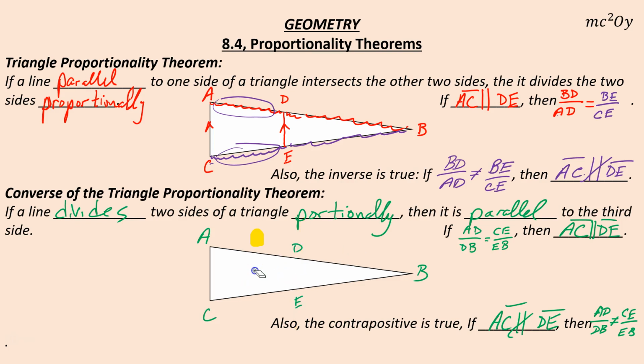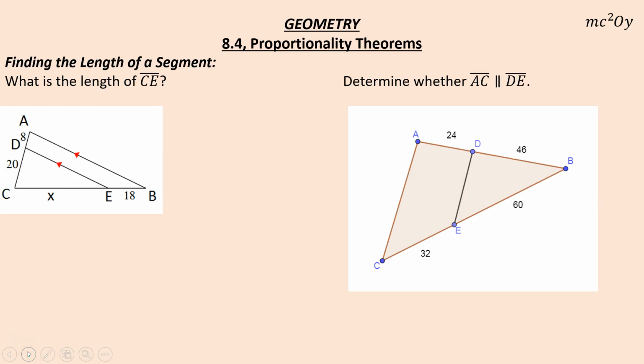Okay, so let me erase some of this to kind of clean it up just a bit. All right, and we'll put our DE back in there. Okay, so let's try some examples here. So what's the length of CE here? So I'm looking at this picture. I have a line parallel to one side of my triangle, so I know that that divides the triangle pieces that it cuts out proportionally. In other words, DE intersects the other two sides of the triangle right there.